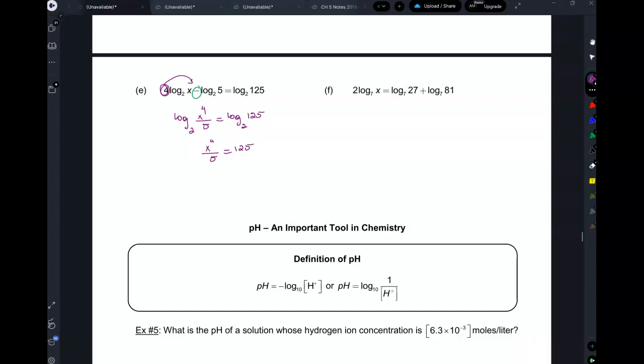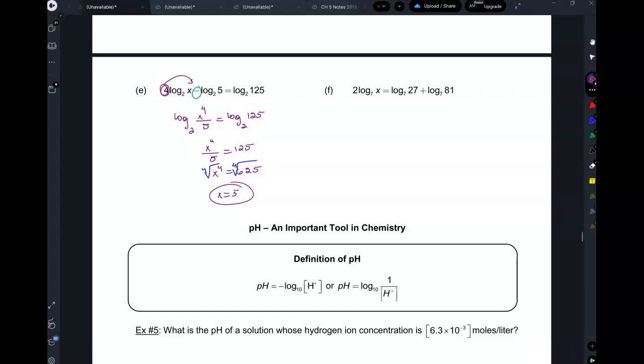So now I can set the insides equal to each other. So this is going to be x to the 4 equal to 625. How can I solve this? Fourth root. And x is 5. Yay.